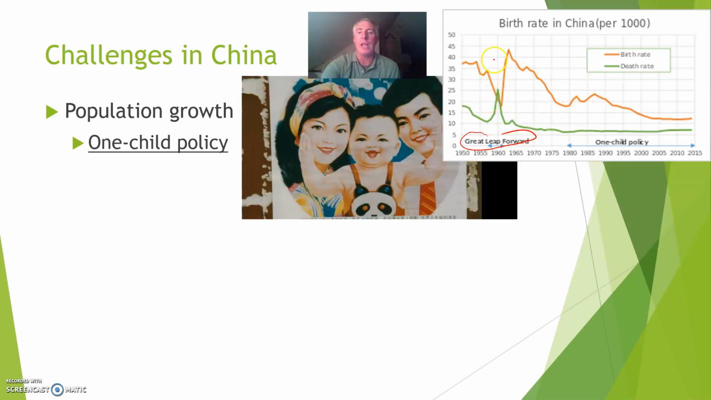But then the birth rate skyrocketed again shortly afterwards. But you see how the birth rate by the 80s, in the one-child policy, steadily declined. So it has had the desired effect for the Chinese government in terms of curbing China's overall population.